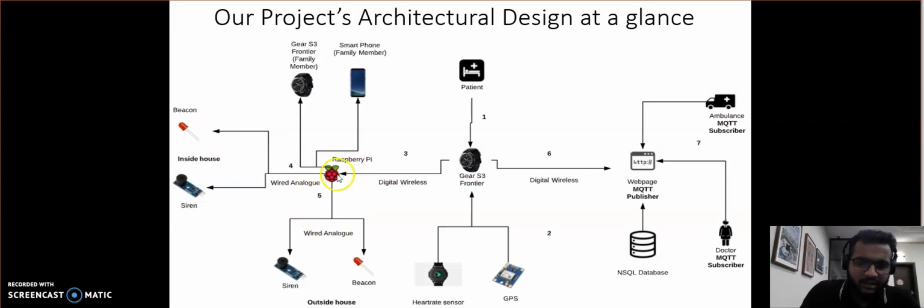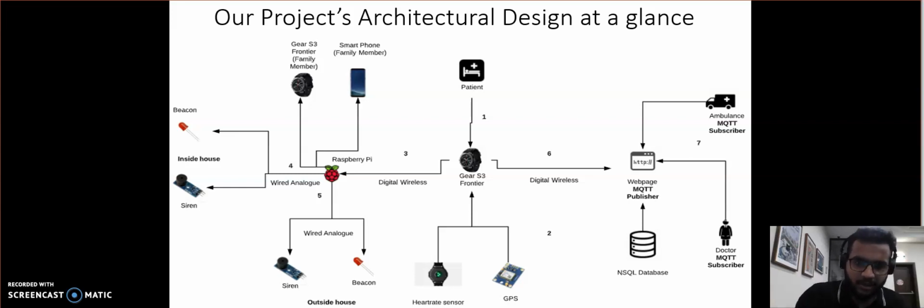And when this pattern is detected, the whole system goes into what we're calling an emergency state. And in that state, the Raspberry Pi is going to send an alert to the family members who will have the app system installed on their devices, like their smartphone or their Android Wear smartwatches. And it's through these devices that they're going to be alerted that there's something going on with your family member. His heart rate is going too high or too low.